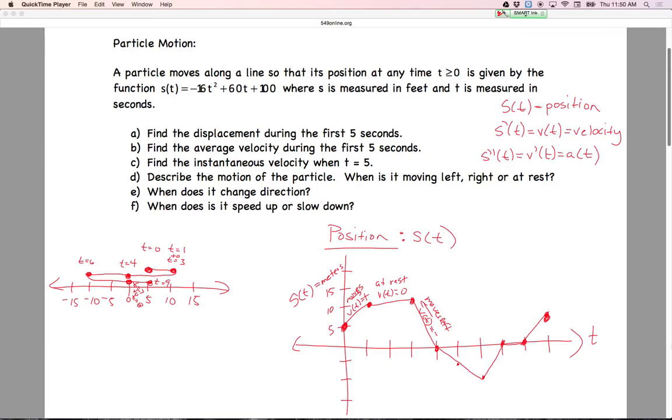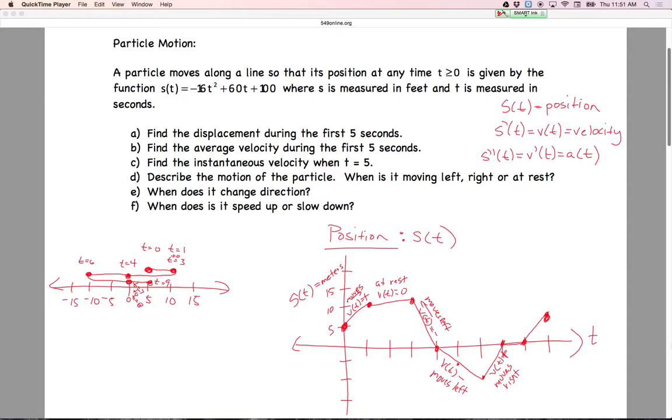Okay, what about here? Velocity's negative, moves left. What about here? Velocity's positive, so it moves right. What about here? Stays still. Constant, velocity 0. What about here? Velocity's positive, so it moves right.